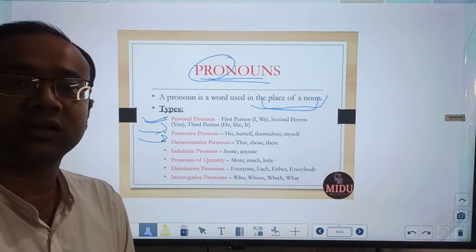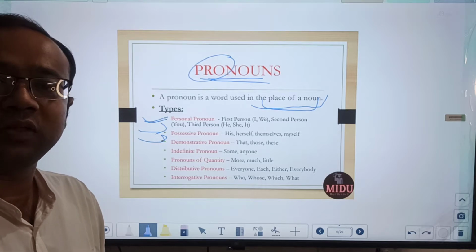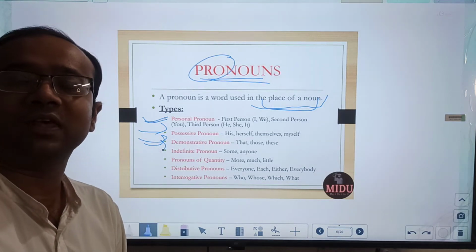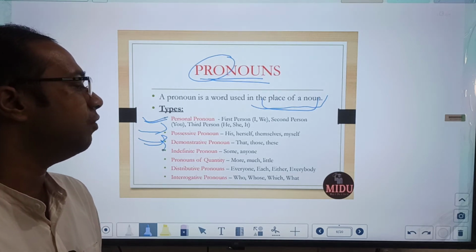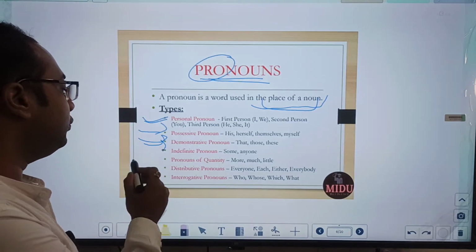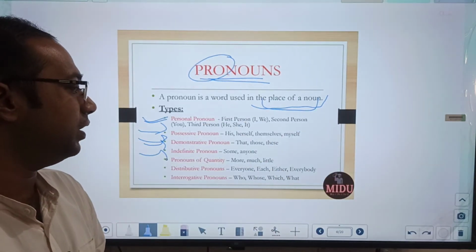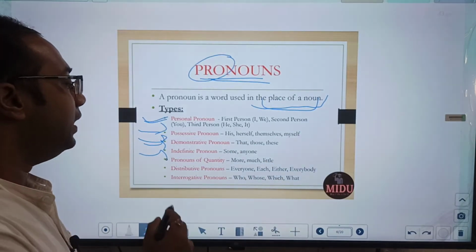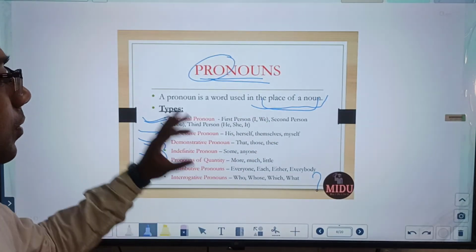Demonstrative pronoun. That, those, these, which are used for demonstration. That person, those people. This is known as demonstrative. Indefinite, for which quantity is not fixed. When we say some or when we say anyone, we don't know the exact quantity. That is known as indefinite. Pronouns of quantity, which relate to quantity in some way. For example, more, much, little. Distributive, pronouns which are related to some distribution, like everyone, which covers everyone. Each, pinpointing. Either, from selection. Everybody. Interrogative, used for basically your questions. Who, whose, which, what. So all these are basically pronouns.